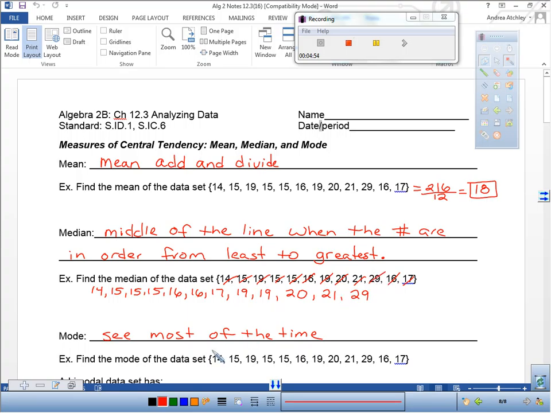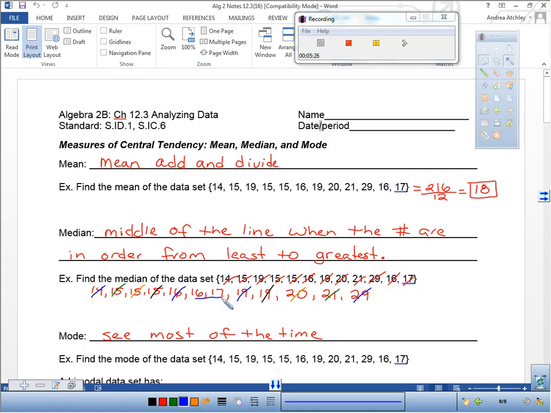So I get them all. We're all good? Okay. So then you just take turns crossing them out. So you go 14, 29, 15, 21, 15, 20, 15, 19. Then we're going to go back to blue, 16 and 19.